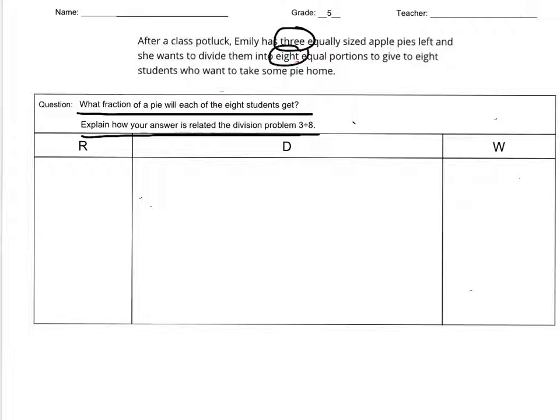I've circled 3, circled 8, 8. Also circled 8 here. I've circled this here. Now let's box, see which action words you may have boxed. If I look at this problem, after a class potluck, Emily has 3. It's not really an action word, but I'm going to say this is kind of important. Equally sized, divide, key. I see equal portions. I see fraction here. I see division problem. I also see this division algorithm.